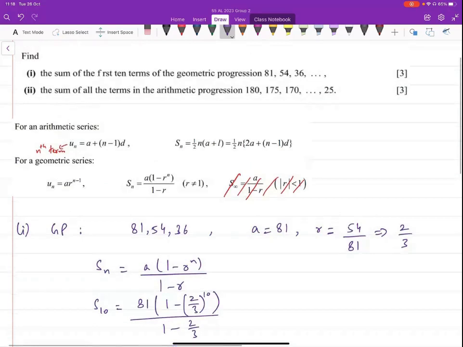Now in the second part it says, find the sum of all the terms in this arithmetic progression. So it's an AP now. And the terms are from 180 to 25. Okay, so that's an AP. Let's write that down here.